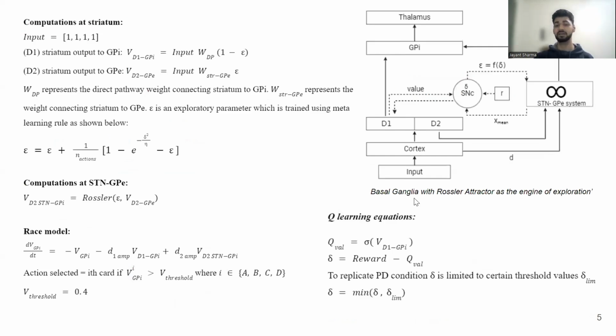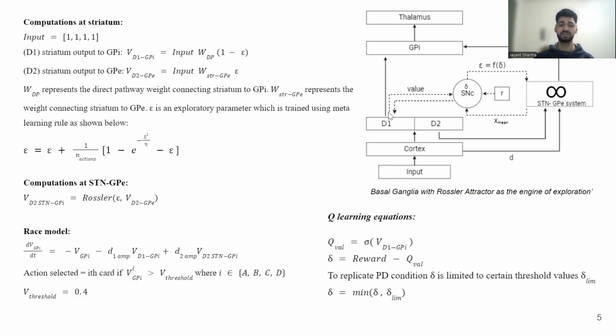In the final diagram of the model that we produce, it is quite similar to the basal ganglia, with an input going to the cortex, which is split to an arm of the indirect pathway. As you can see, a network of Rossler attractors has been substituted in place of the STN and GPe loop. This particular arm causes the exploration in the basal ganglia, while the D1 to GPi arm resonates for the direct pathway, and this particular arm is responsible for exploitation.